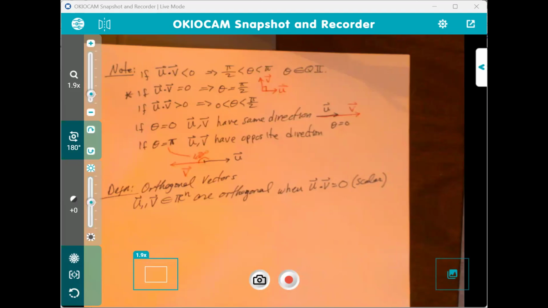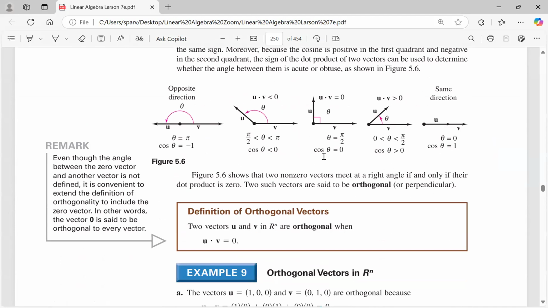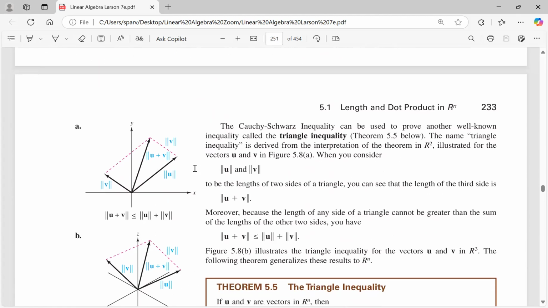So let me switch back to the page of the book. And we are over here now. Okay, so we did go through the angle between the two vectors, and these are, again, all the possibilities that I just put on the paper. Here's opposite direction. This one, the angle is between pi over 2 and pi, because cosine theta is less than 0. Cosine theta 0, they're orthogonal, greater than 0 in Q1. Theta 0, they go in the same direction. Theta pi, they go in opposite direction.